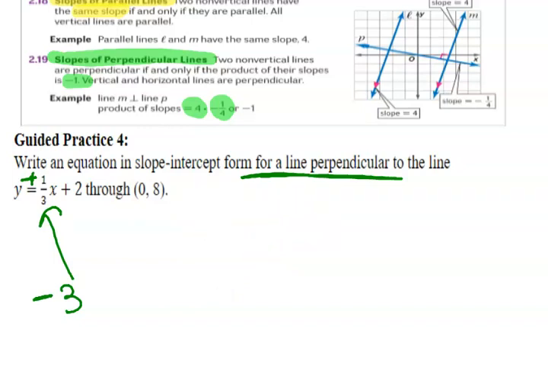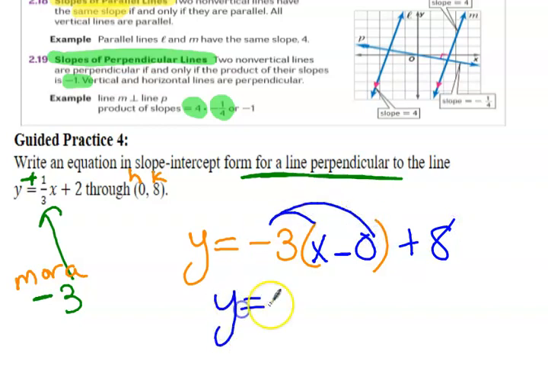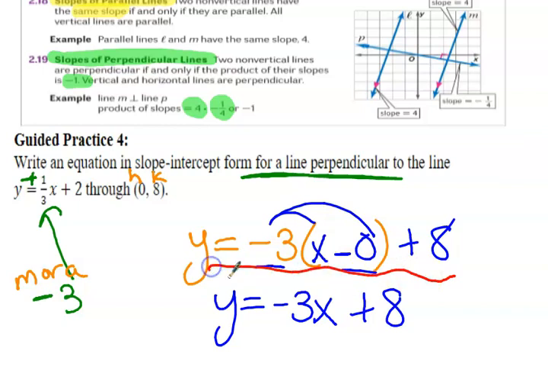Okay, so I have my slope, m or a, whatever you want to put, and then this is h, k. So y equals -3 times x minus 0 plus 8. So that's what I'd write as my equation. Or once I distribute and solve, I could get y equals -3x plus 8, because -3 times 0 is just 0. So either of those will work as my final answer. I found my new slope and I plugged in the points.